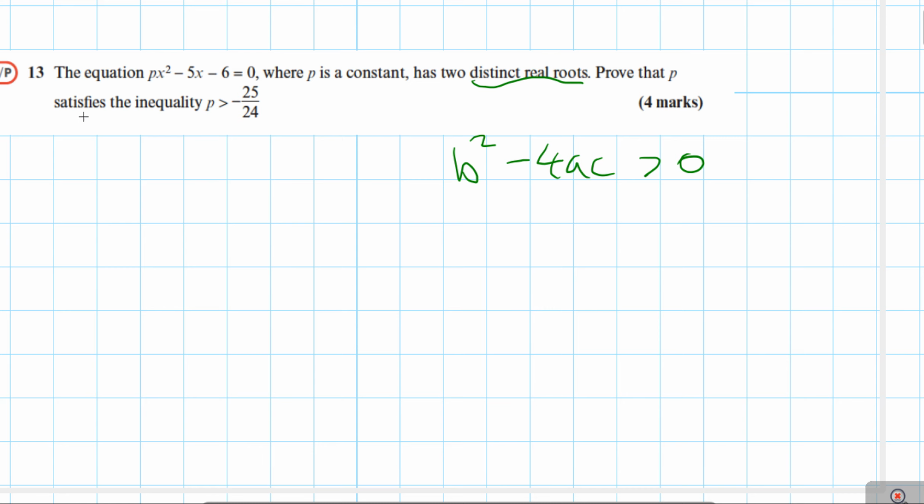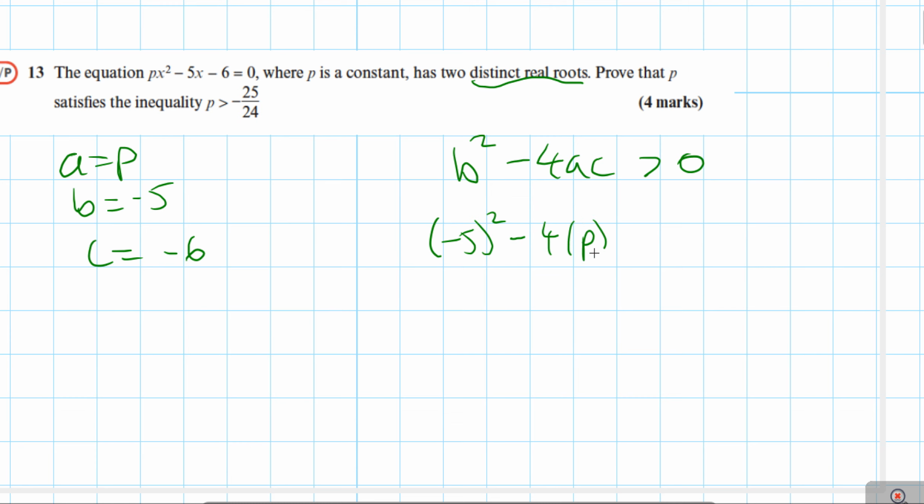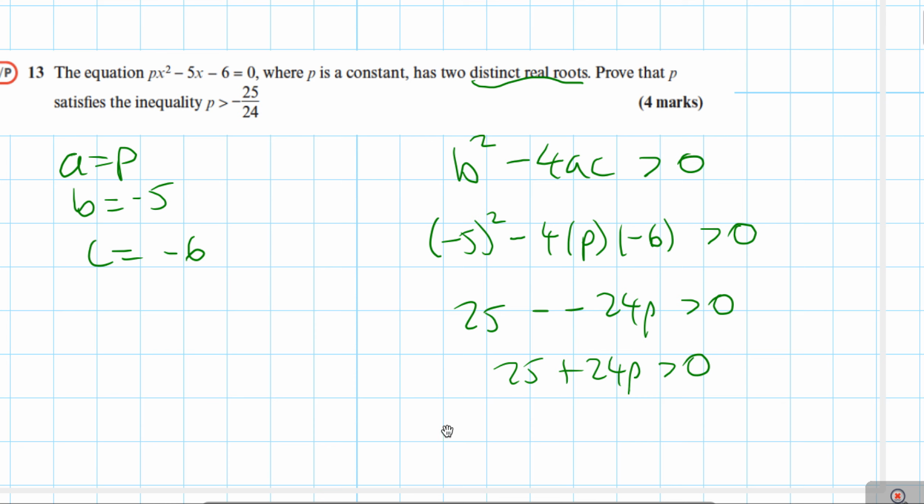Again, we're going to say that a is equal to p, b is equal to minus 5, and c is equal to minus 6. Substitute this into our equation, we get minus 5 squared minus 4 times p times minus 6 is greater than 0. Minus 5 squared is 25, and 4 times minus 6 is minus 24, so it'll be minus 24p, is greater than 0. So 25 plus 24p is greater than 0.